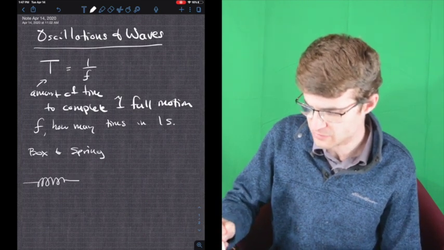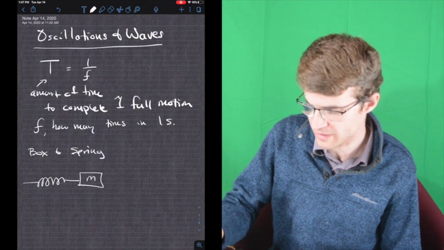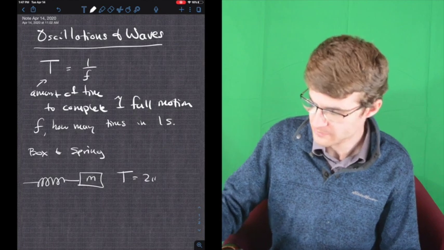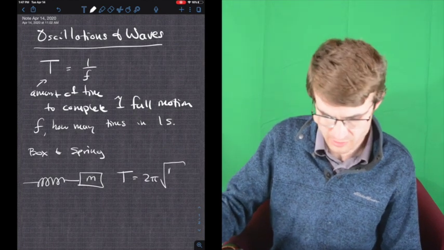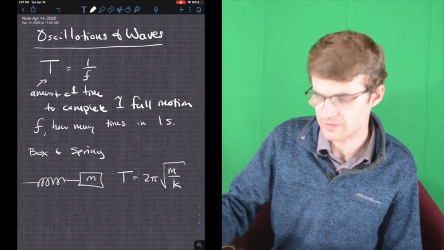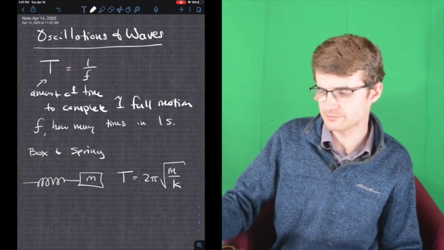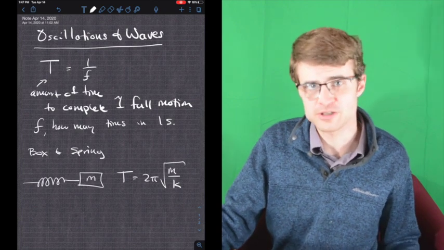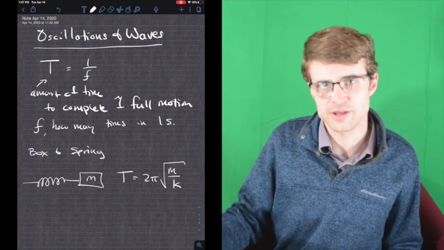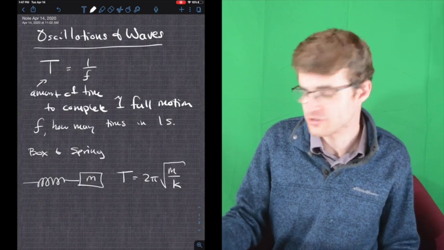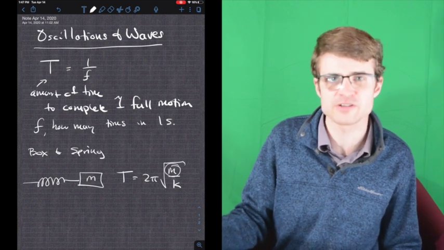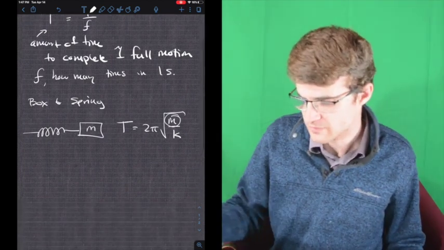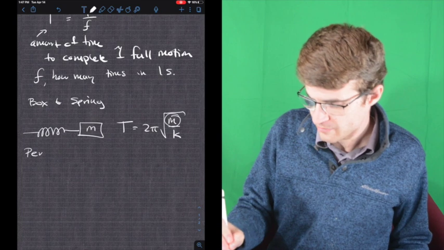You remember that for the box and spring, we had a spring attached to a box of mass m, and the period for a spring attached to a box is 2 pi times the square root of the mass attached to the spring divided by the spring constant. So this is the period. And the application we used here was weighing astronauts in space. If you attached an astronaut to a spring, you'd find out what their mass is by just measuring the period of oscillation if you knew what the spring constant was. So this is the application we thought about.